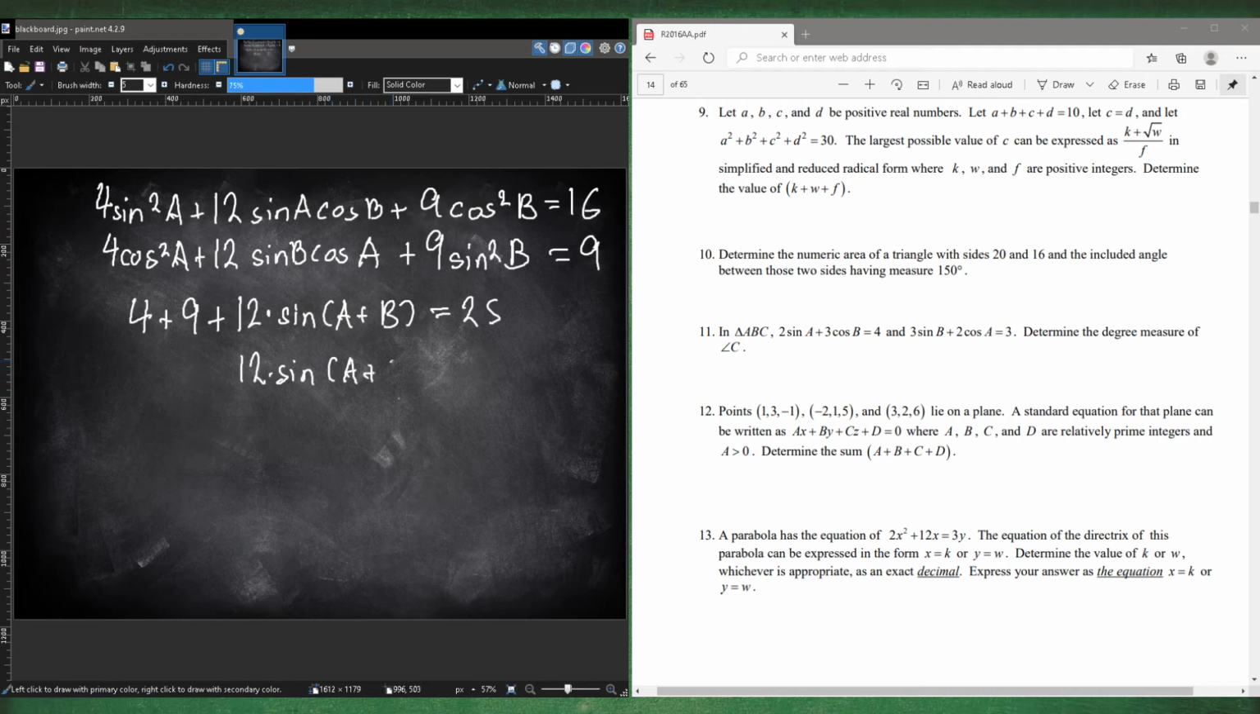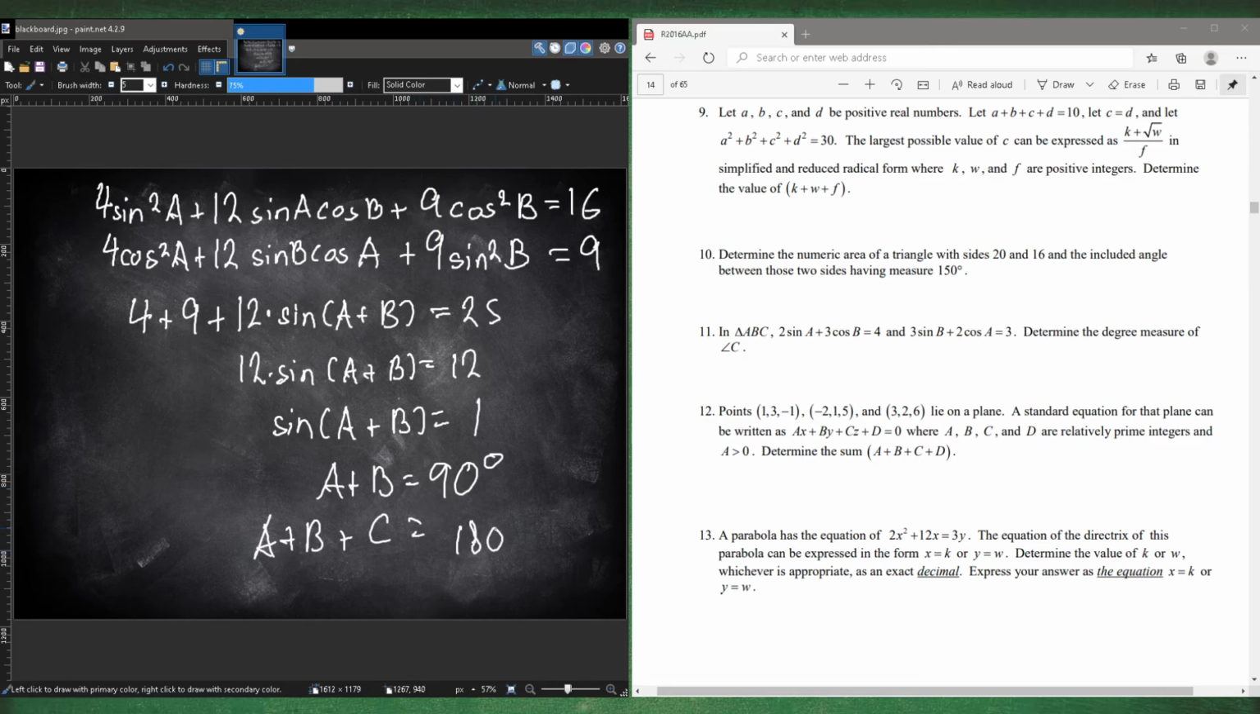So sine of A plus B times 12 equals 12. Now divide 12 from both sides, so sine of A plus B is equal to 1. So the only time that sine is equal to 1 is when it's 90 degrees. So A plus B has to equal 90 degrees. That means if A plus B plus C, which is a triangle, is equal to 180 degrees, then C has to be equal to 90 degrees. And that's your answer for number 11, 90 degrees.